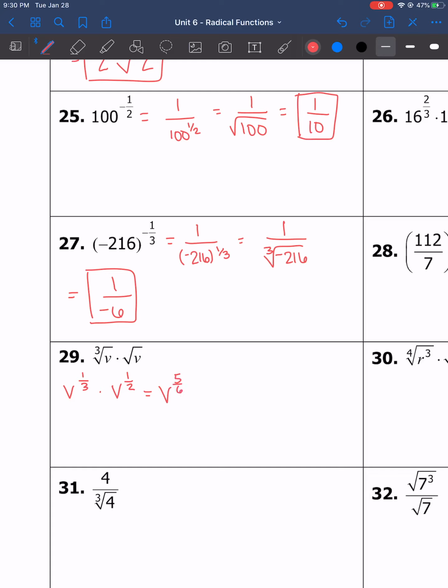If you don't remember how to add fractions, go back and review that. And then I'm just, 5 isn't bigger than 6, so I can't simplify it. But I need to write it in radical form. So the 6th root of b to the 5th.